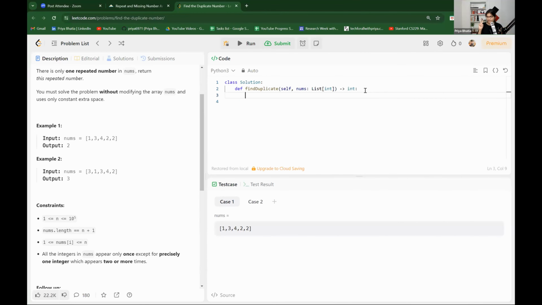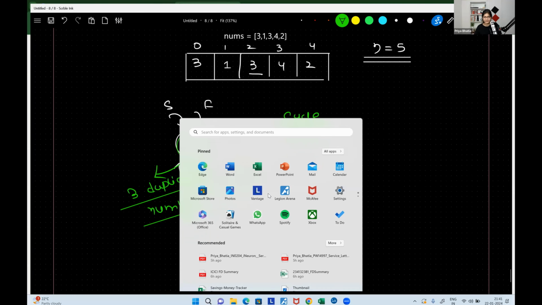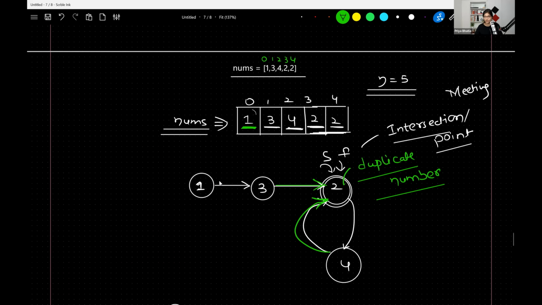So what in a way we have done in this case to find a duplicate, there are 2 components I have talked about. I have taken a slow pointer and a fast pointer. Both of them initially are starting from nums of 0, which is the very first element. For example, in this case, if you observe, we have started with a 1. Our value of slow is also 1, fast is also 1. It is available at nums of 0.